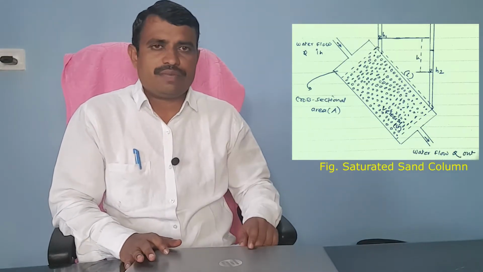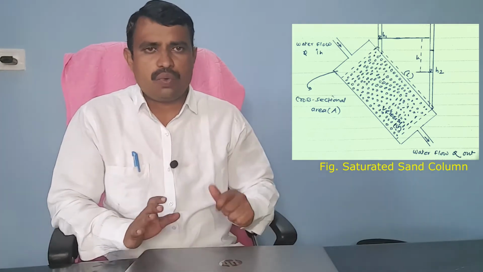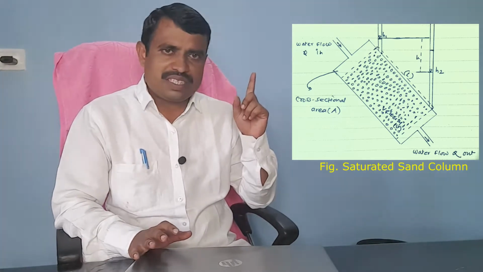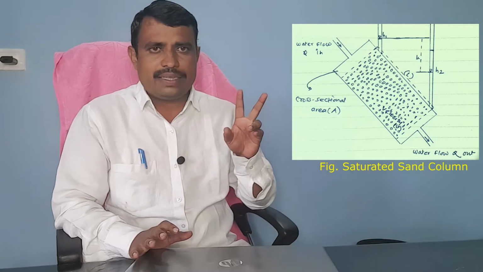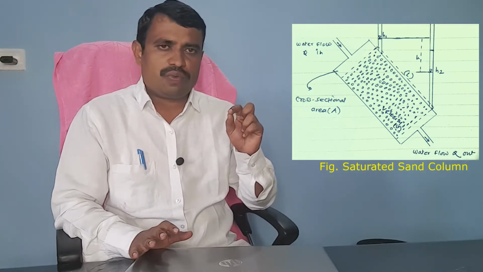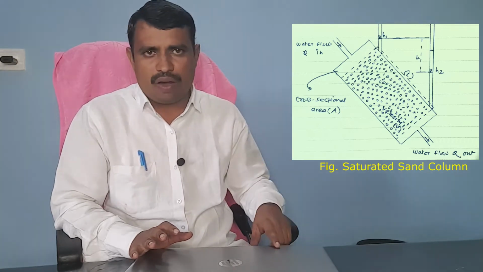For that, what he did, I will show you diagrammatically. First, he took one sand column. You can see in my side figure how the sand column looks. That sand column is filled with sand plus saturated water. At the two ends, from the upper end, you can see the water flow called Q, from where water enters that particular sand column.